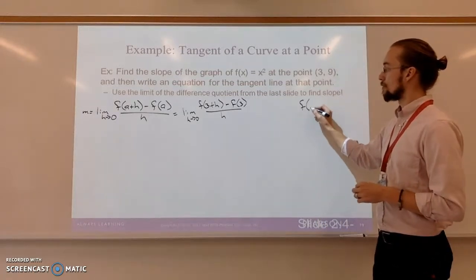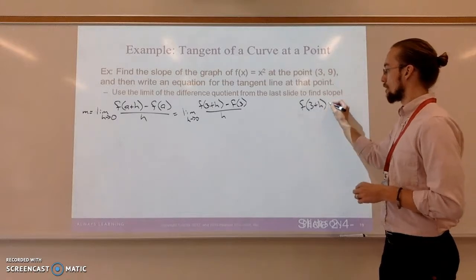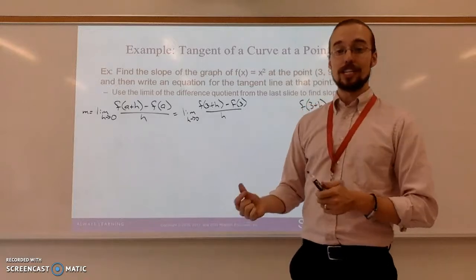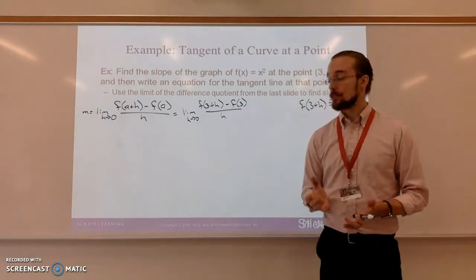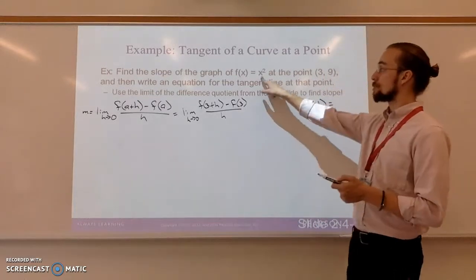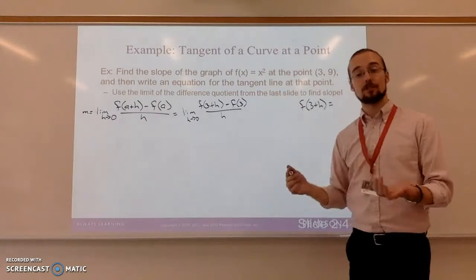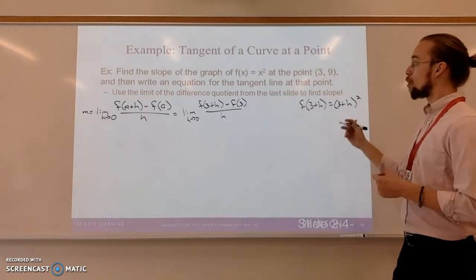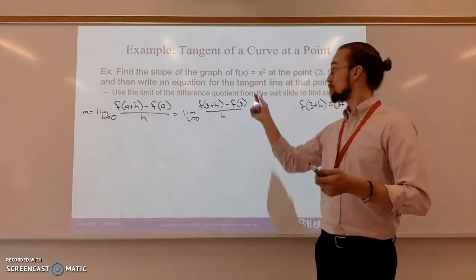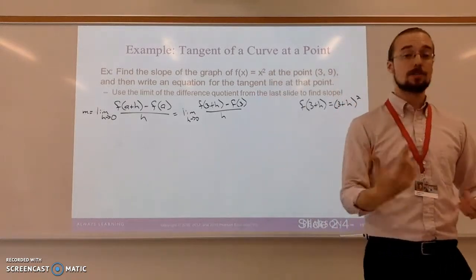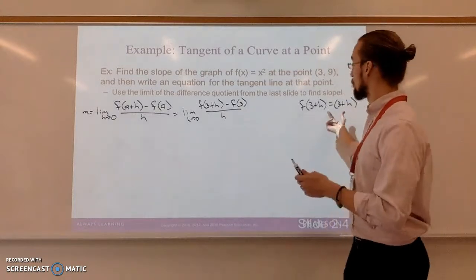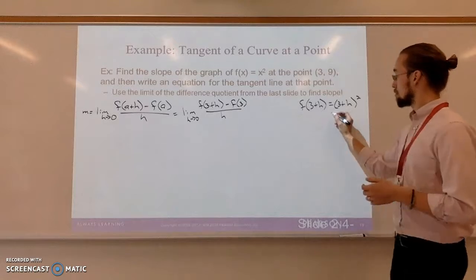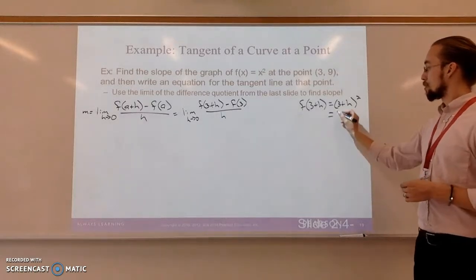I want to first evaluate f of 3 plus h. What that means is I want to plug 3 plus h in everywhere I see an x. So f of 3 plus h means I'm going to plug 3 plus h in here for x. Now in this case, I only have one x. But if I had, say, x squared plus 2x, something like that, I would have to plug 3 plus h in everywhere I saw an x. So let's go ahead and multiply this out.